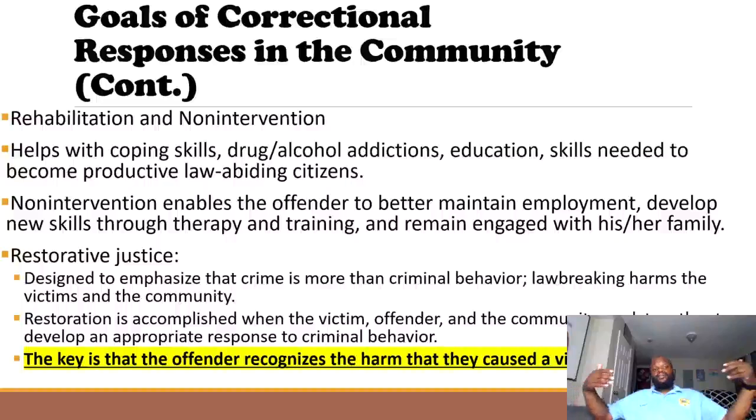It's like you knowing you did wrong and not saying you're sorry, even when everybody knows you did wrong, right? If you don't recognize that you caused a harm or that you essentially victimized somebody, whether you're sorry or not sorry, it's not going to matter. So the key is that you have to recognize the harm that you caused the victim.